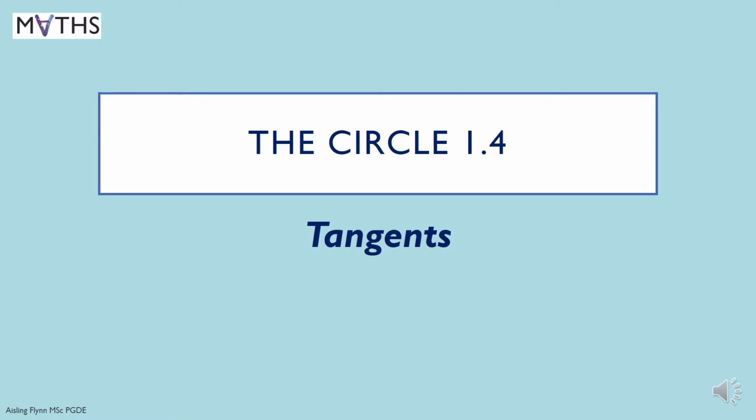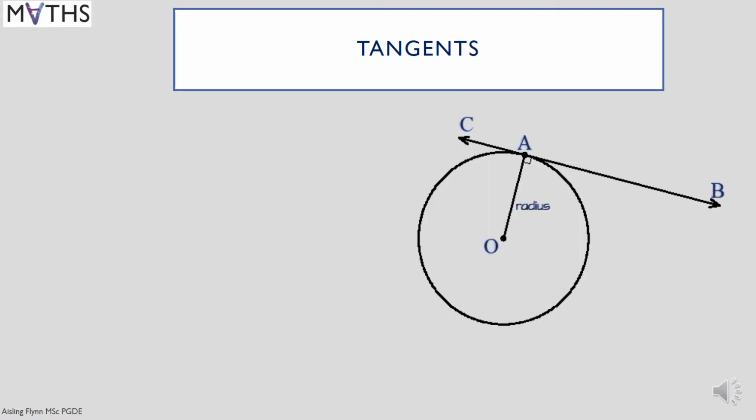This is Circle 1.4, Tangents. So, tangents. A tangent is a line that touches a circle at one point only. In the diagram here we see a circle with centre O, and a line that goes from B to C and touches the circle at one point only. That's the point A.